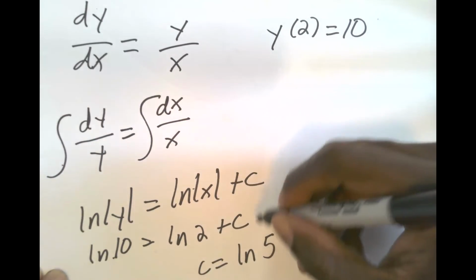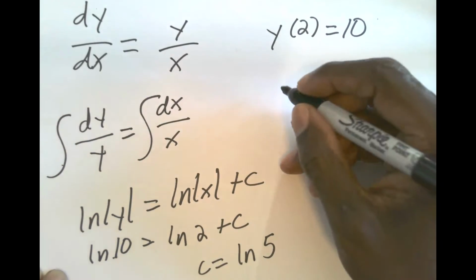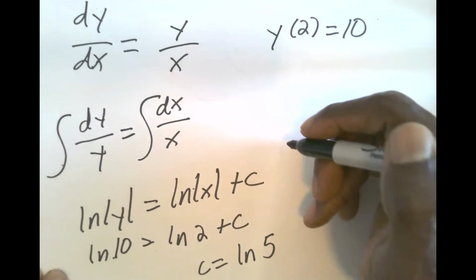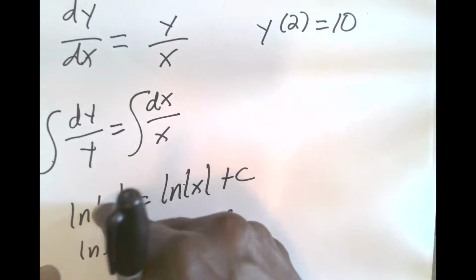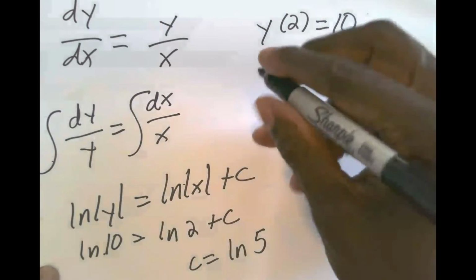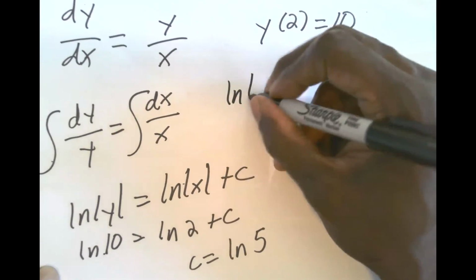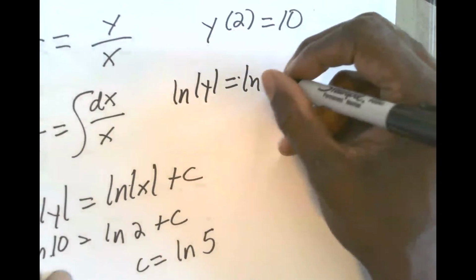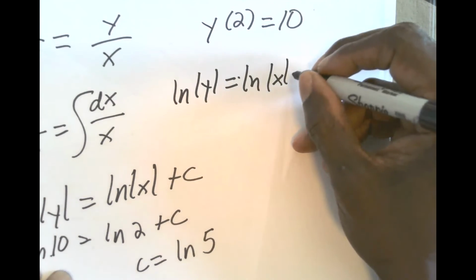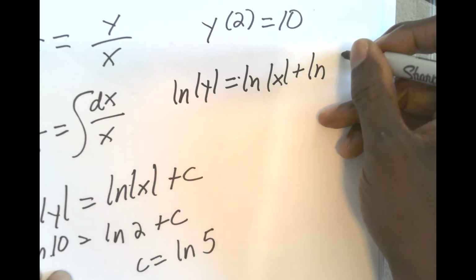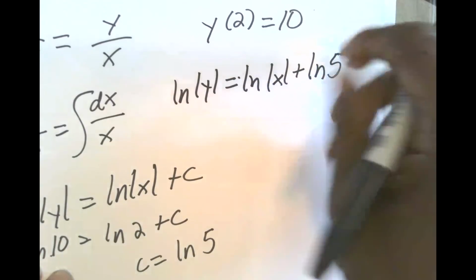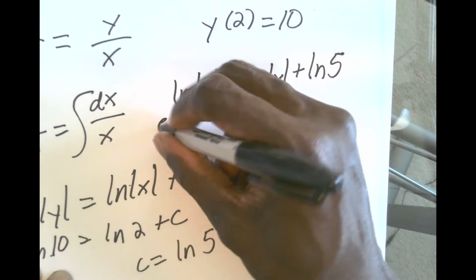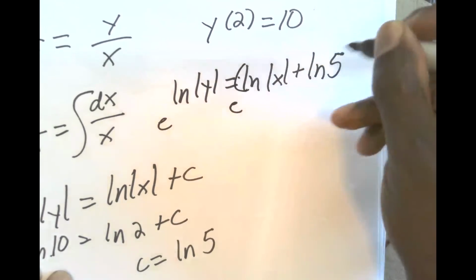And so let's plug that in for c right here. I think we have enough space on this paper to solve this one. So I'm just going to write this expression with the value of c plugged in. And so I have ln y equals ln x plus ln 5. So we'll exponentiate this. We'll make these exponents of e.